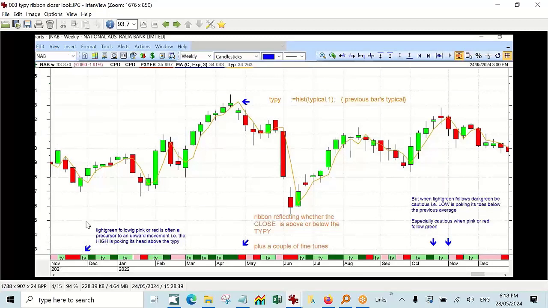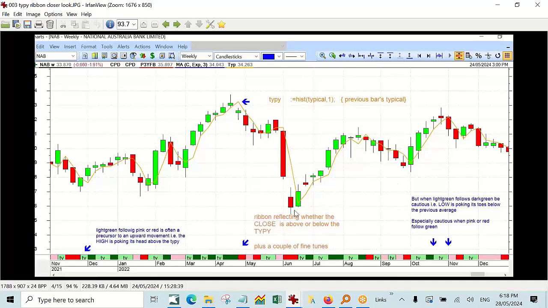If the closing price is completely, and the low is completely above the yesterday's or previous bar's typical price, I give it a dark green. If just the high is poking its head above the typical price, but the low is dragging its heels still below, it gets a light green shading. That's quite normal when you get a trend reversal that starts off low and then jumps during the day.